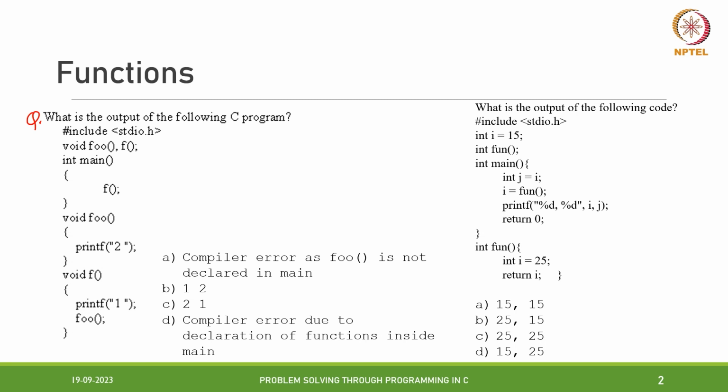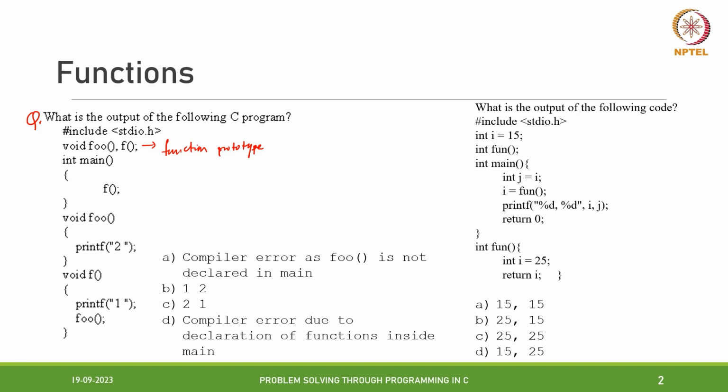The first question asks, what is the output of the following C program? We are declaring two functions called foo and f. This is basically the function prototype that we are declaring. We are declaring that we will be using these two functions of void type somewhere in the code. Defining the function prototype before main basically tells the compiler that we are going to use this function later on.